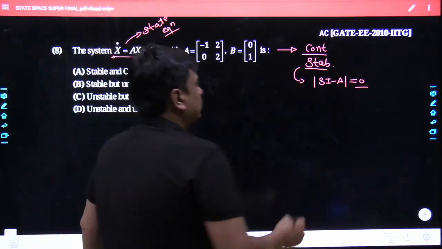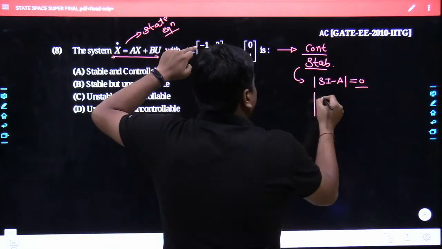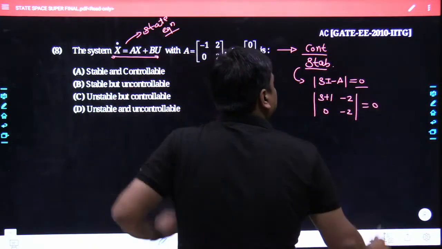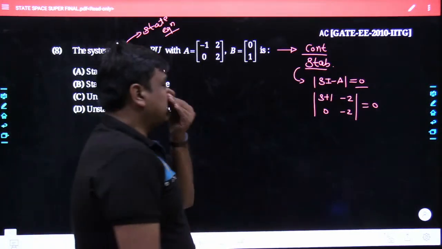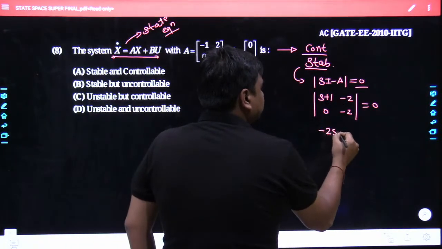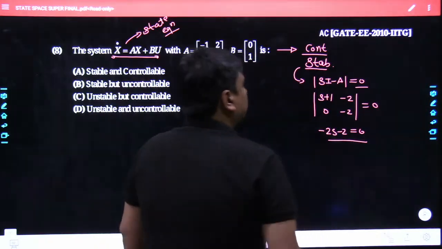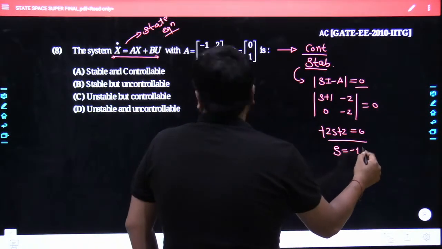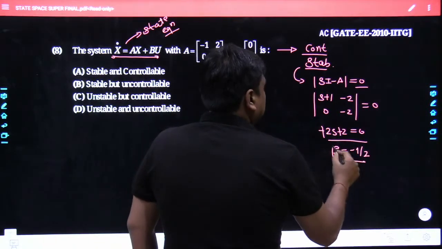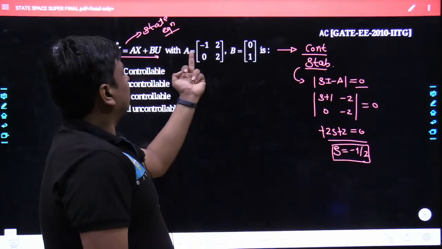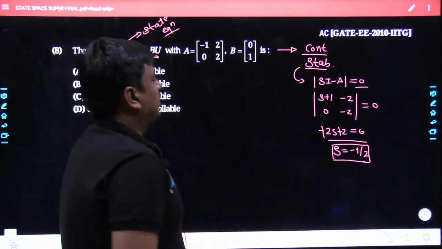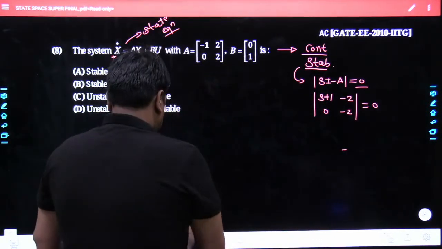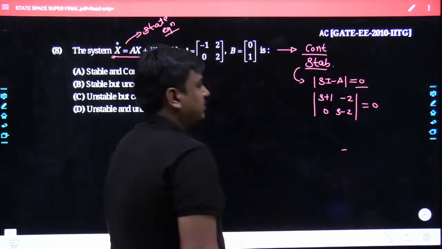So here goes: s plus 1, it's matrix A, it's minus 2, it's 0, it's minus 2. I have to take the mod of it and compare with 0. Once I multiply them together, it's going to be minus 2s minus 2 equals 0. Any mistake taken place? Let me check it out. It's going to be s plus 1, and sorry, here it's going to be s minus 2. Yes, there was a mistake. Here it's going to be s minus 2, agreed?